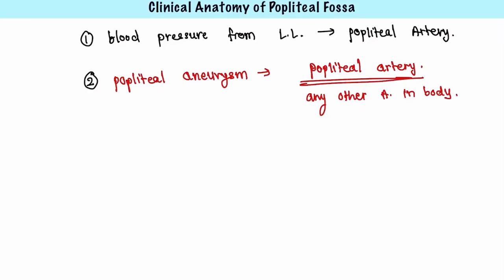Clinically, popliteal aneurysm presents as a pulsatile midline swelling in the popliteal fossa.